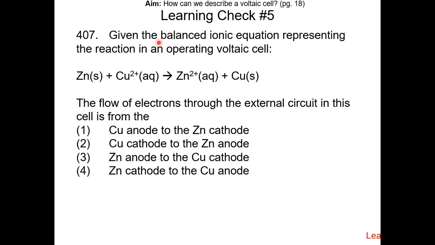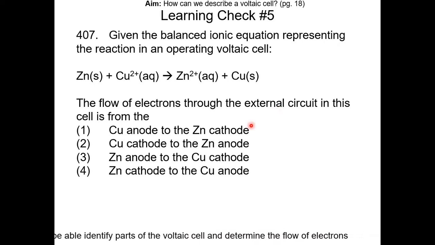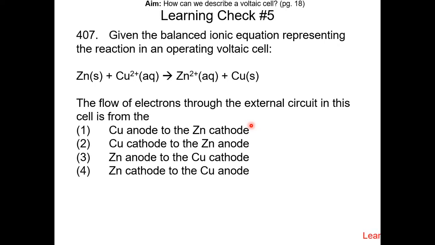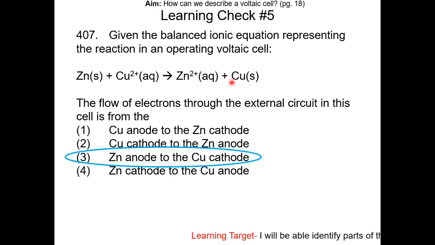Learning check number 5. Given the balanced ionic equation representing the reaction in the operating Voltaic cell, the flow of electrons through the external circuit in this cell is from what? Pause the video and resume as completed. Electrons flow from anode to cathode, so the first step is to identify the anode and the cathode in this reaction. Anode is where oxidation occurs, cathode is where reduction occurs. Zinc is being oxidized and copper is being reduced, so zinc is the anode and copper is the cathode. So the answer is choice 3.